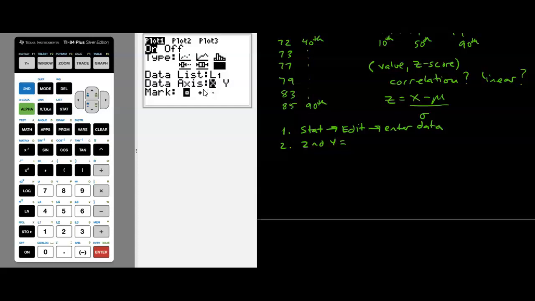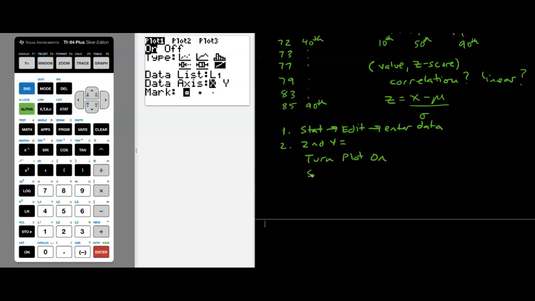So second y equals, I will say turn the plot on, and in addition to turning the plot on, select the normal quantile plot, which is the last picture.